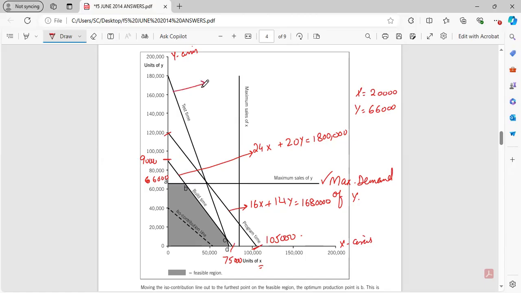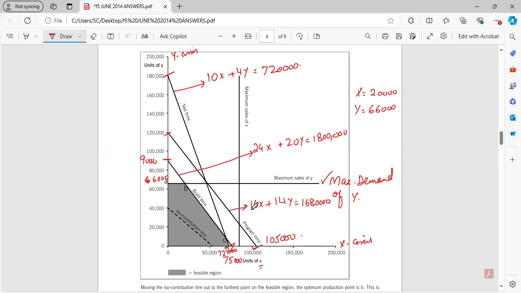And the third one is the test time equation. It says 10x plus 4y is equal to 720,000. When we are allocating all the resources to y, we can produce a maximum of 180,000. And when we are allocating all the resources to x, we can produce a maximum of 72,000. So 75,000 and 72,000 are the close points of the two different equations.